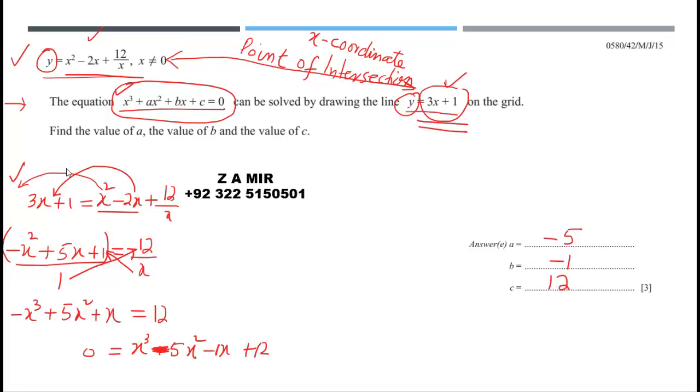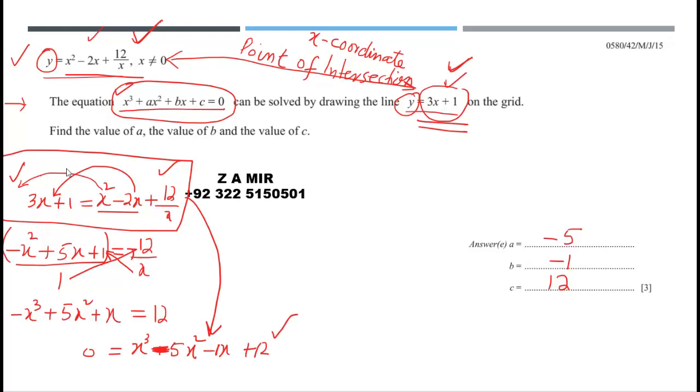Okay, student, now we understand that the x coordinate of the point of intersection of these two graphs will be the solution of these two. And because we have combined them here, the solution, which is the x coordinate of the point of intersection, will be the solution of this combined equation. And this has converted into this shape, so the above solution will be the solution of this cubic equation as well.